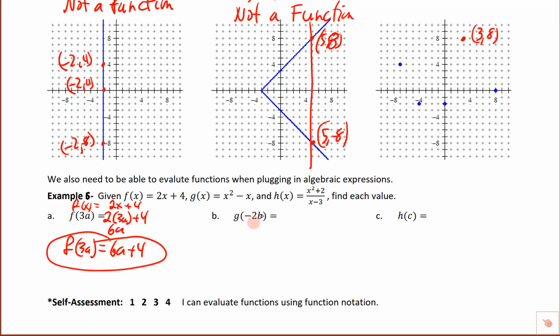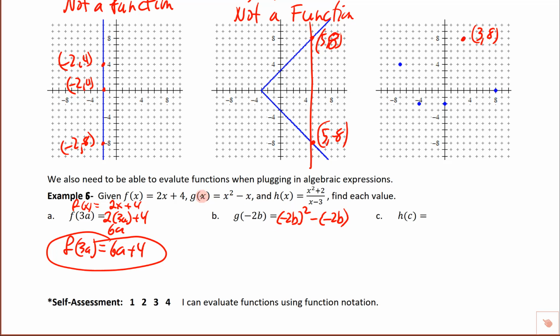Now a quick little warning right here. We're plugging in a negative value. It's super important that we plug things in parentheses to begin with. We really ought to do that all the time, but especially when they're negative. So on this one right here, g of x is x squared minus x. So here's what we're going to do. We're going to do something squared. So we're going to do that -2b, and we're going to square that, and then minus, and again, what we're plugging in is a -2b. So this is what we need to simplify.